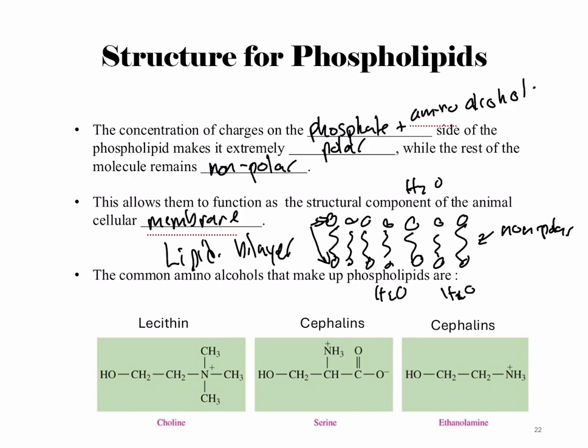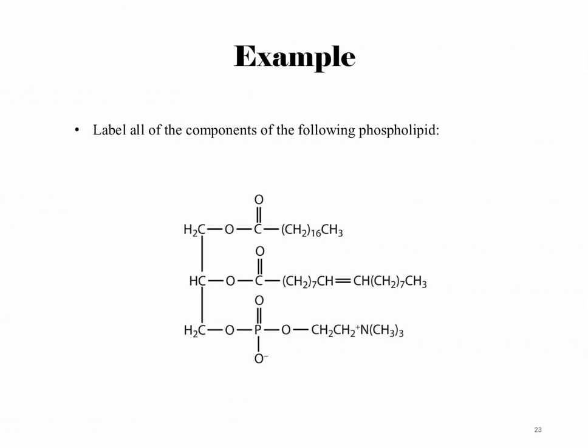phospholipids here, potentially phospholipids. And so the common amino alcohols that make up the phospholipids are lecithin, cephalins, and serine. And so just depending on the different type of body or different type of area you find them in the body, you'll find the different amino alcohols there. We're not going to worry about that too much right now. We're more focused on just the structure of the phospholipids in general.